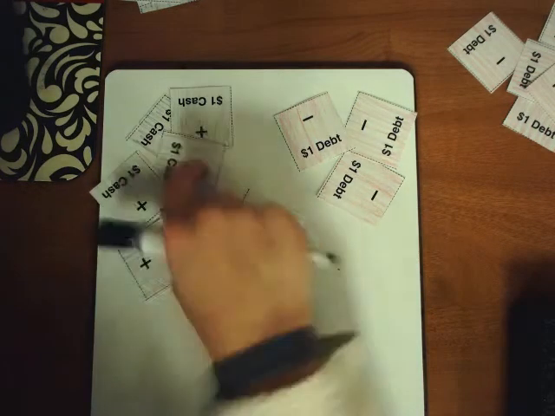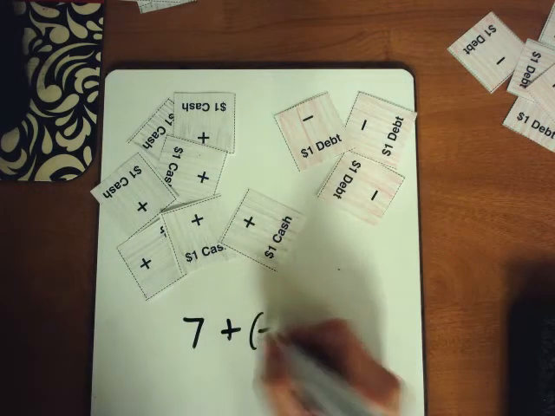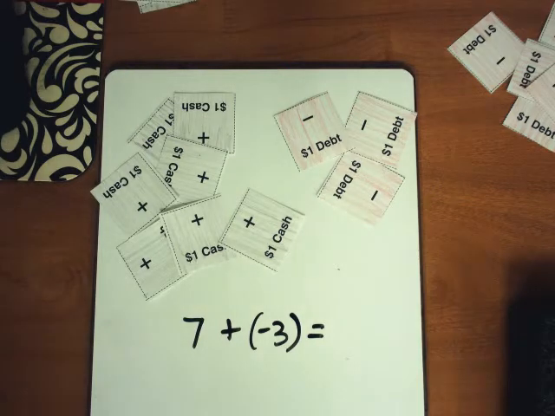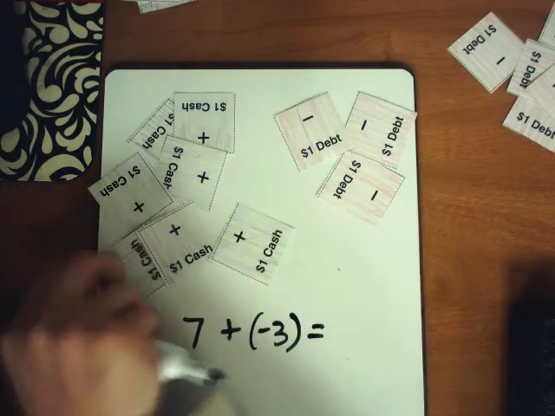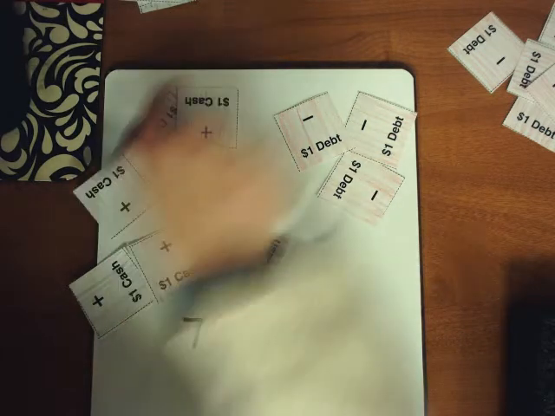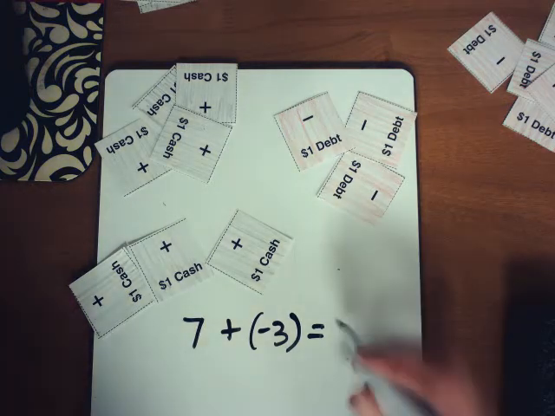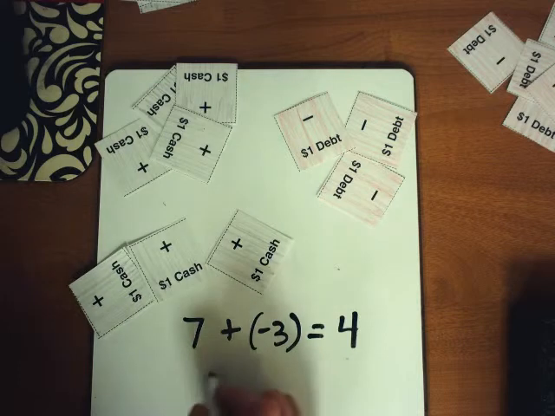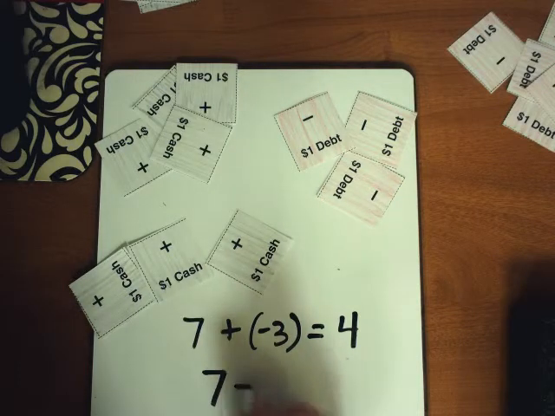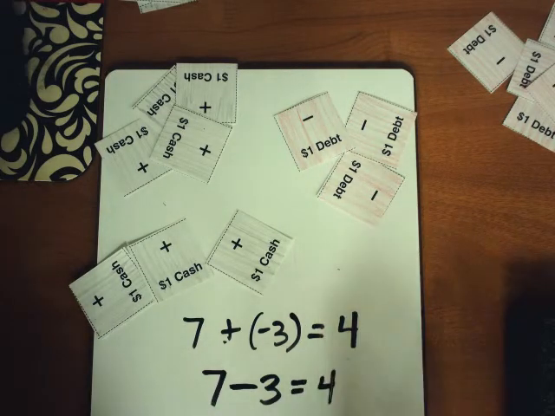Okay, so I've got 1, 2, 3, 4, 5, 6, 7, and I added a negative 3. So as I'm taking a look here, I've got 4 more positives than I do negatives, right? So I'm hoping that you rewrote this number model as the same thing as 7 minus 3. When we add a negative, it's the same thing as subtracting. So 7 minus 3 is equal to 4.